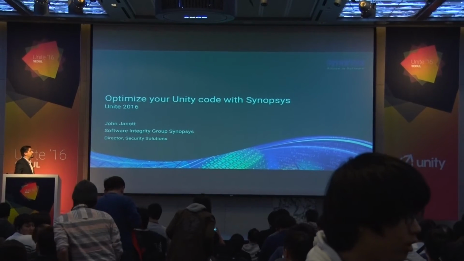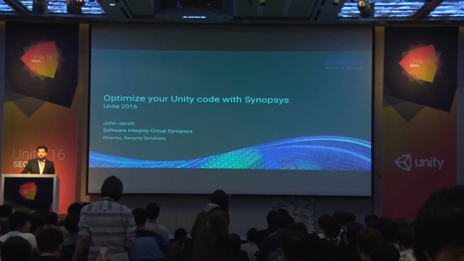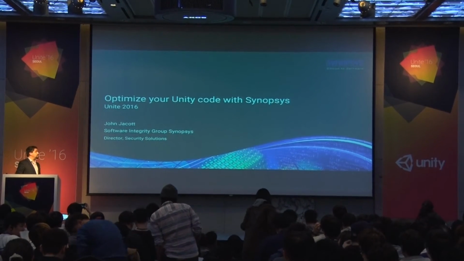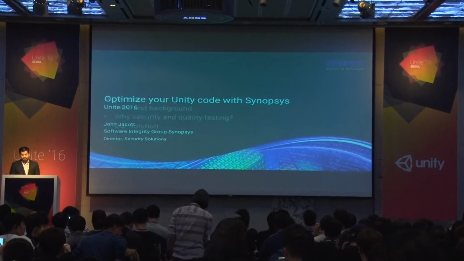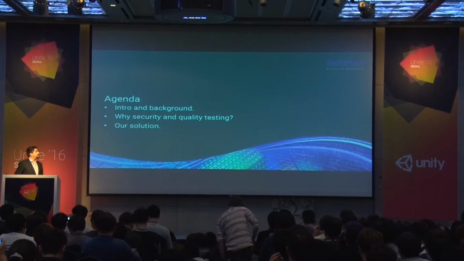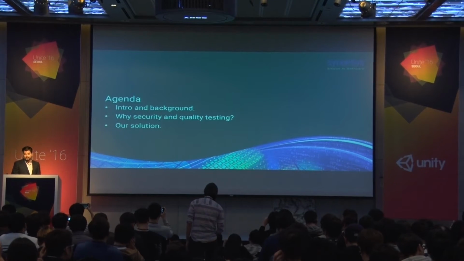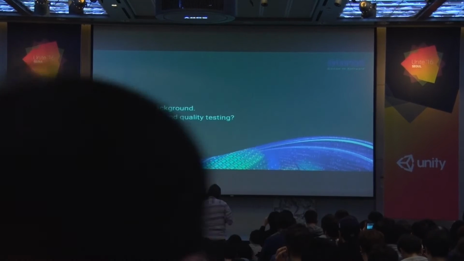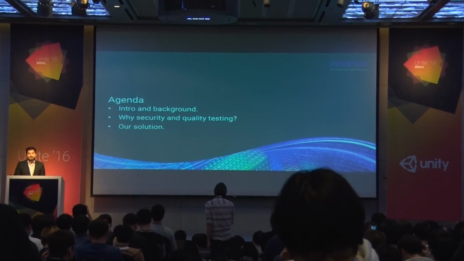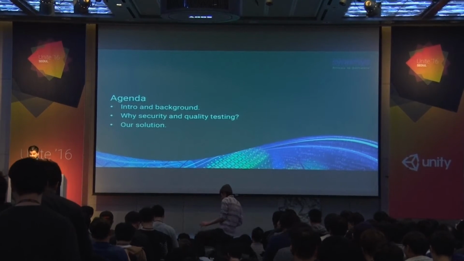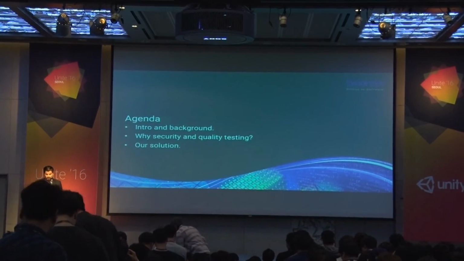Today we're going to talk about how we optimize your Unity code with Synopsys. My name is John Jacott. I'm actually Director of Software Security Solutions for the Software Integrity Group of Synopsys. Today we're going to cover very quickly an intro and the background. We're going to talk about why security quality tested, and then of course our solution itself. Mainly this is going to be a test of English comprehension. I'm kidding, there's actually going to be a translator that will kick in a minute.